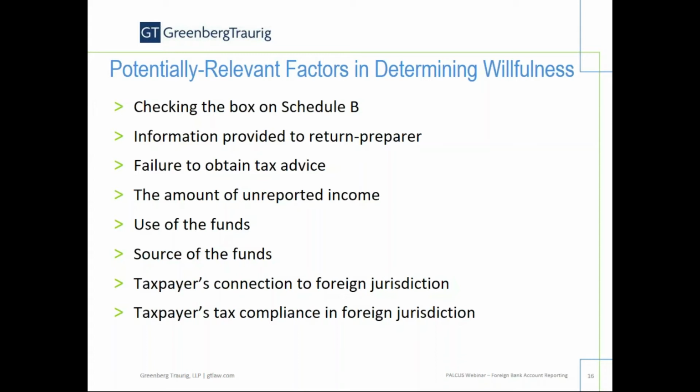They also look to see if you're filing tax returns and reporting the income in the foreign country. So if you're earning income on the foreign bank account or from the foreign entity, but have failed to report it here in the United States, but you're reporting and paying tax on it in the foreign country, that seems to go against willfulness.